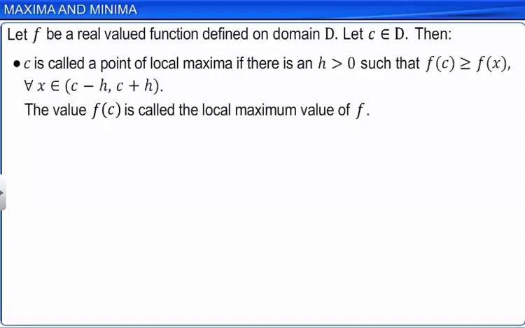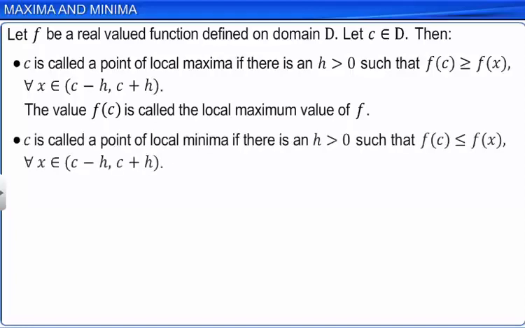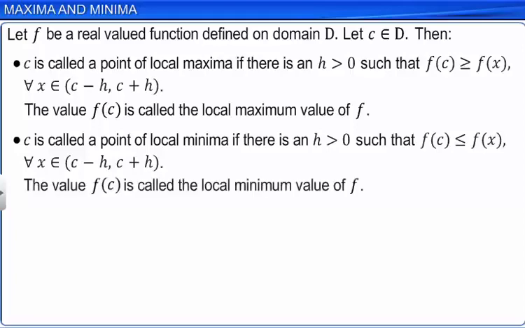Also, c is called a point of local minima if there is an h greater than 0, such that f at c is less than or equal to f at x for all x in open interval (c minus h, c plus h). The value f of c is called the local minimum value of f. Let us now understand the concept of local maxima and local minima graphically.